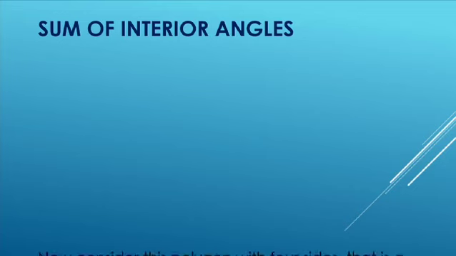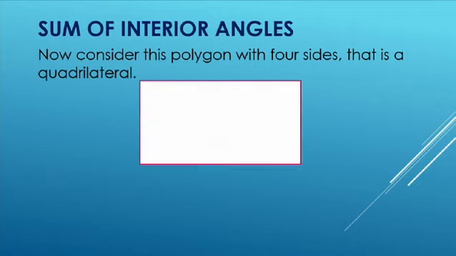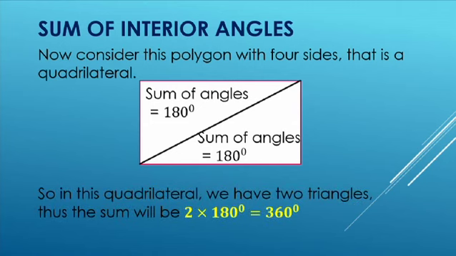Okay, let's start with something a bit higher now. Let's consider a polygon with 4 sides. That is a quadrilateral. Right. Simplest one, that's a rectangle. Okay, what can we do with that? Well, we can divide this rectangle into 2 triangles. Exactly. And what do we know? Well, we know that for a triangle, the sum of angles is 180 degrees. Right? So we have 2 of them. So in this quadrilateral, we have 2 triangles. Therefore, the sum will be 2 times 180, which is 360 degrees.